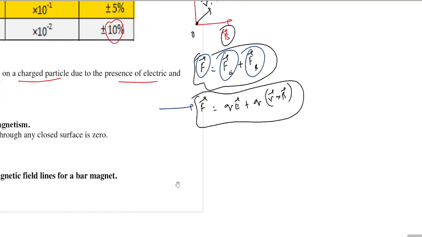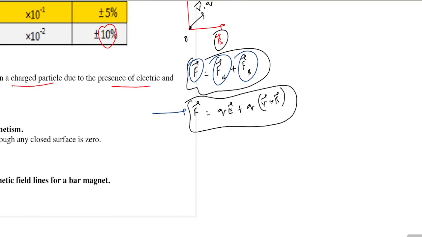Here there is another important concept called velocity selector. Now in this case, there can be a possibility where the electric force and magnetic force are equal in magnitude but in opposite direction, meaning these two can cancel each other.